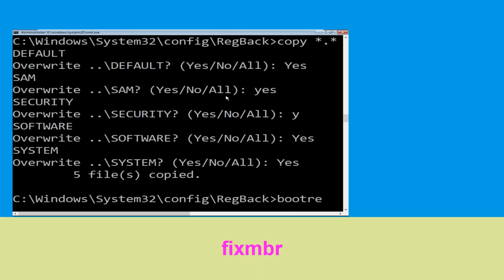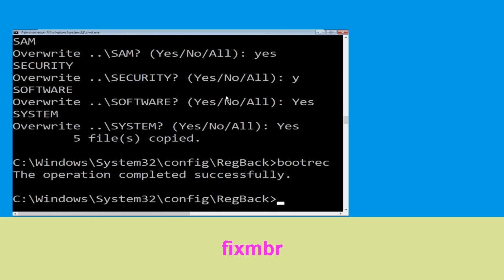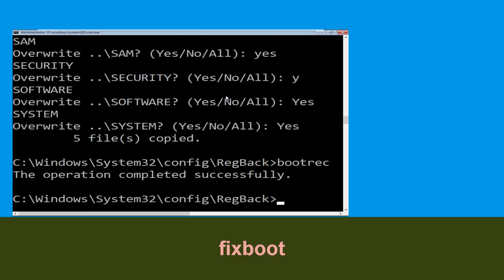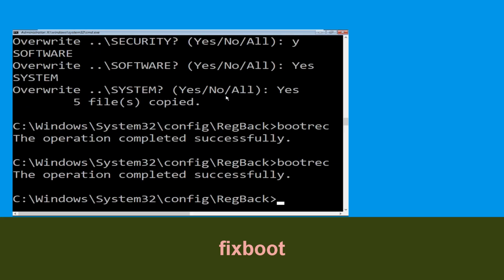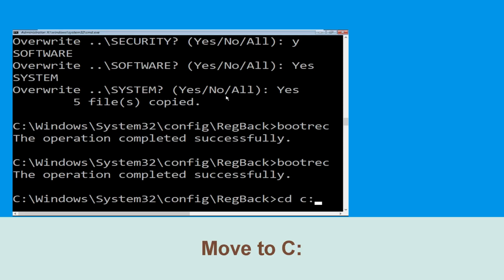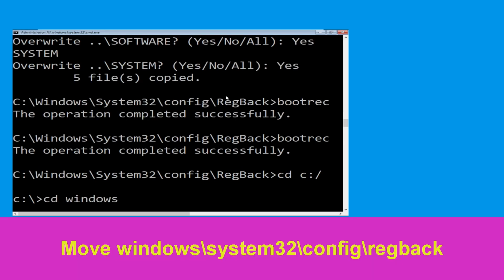Now type bootrec space /fixmbr and simply hit enter. Now type bootrec space /fixboot and hit enter to execute. Now execute this command cd space c:/. Now type cd space Windows /system32 /config /regback and hit enter to execute.